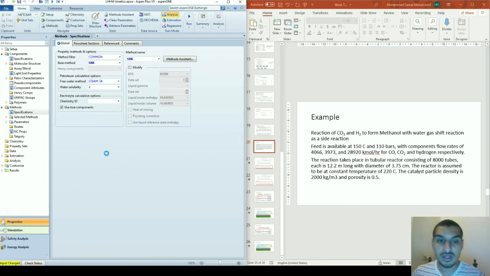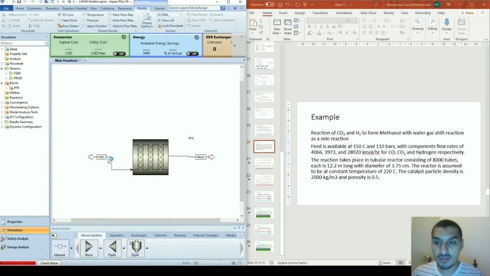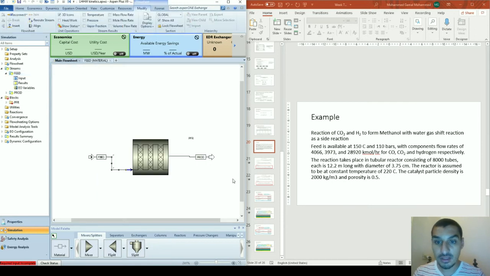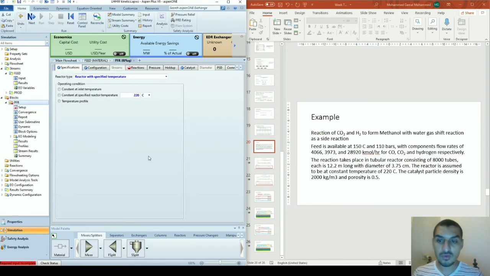In the simulation, just for the sake of time, I have already defined the feed stream: all the temperature, the pressure, the composition, or the flow rates of the components. And I defined the product stream. I just connected it, I didn't define anything. And for the reactor, I have defined all the information that I have.